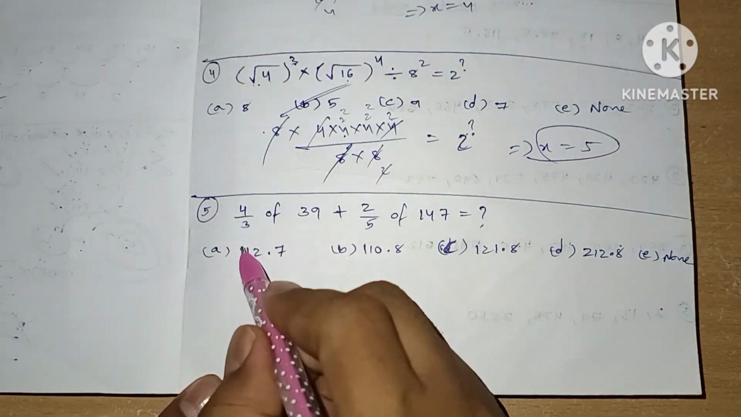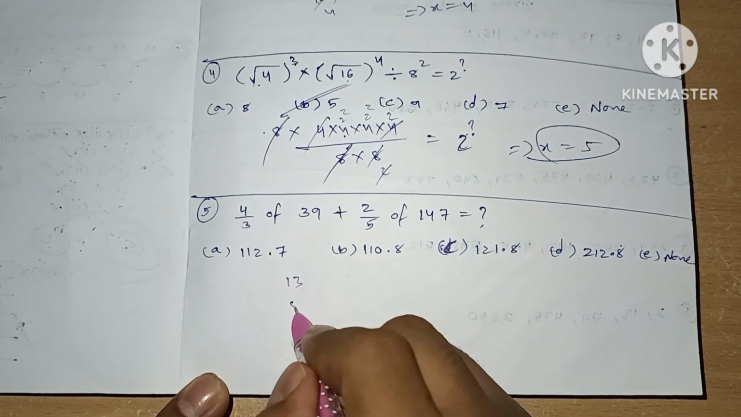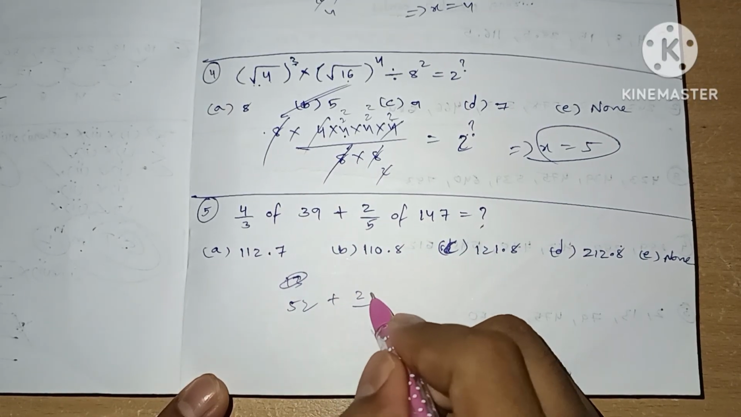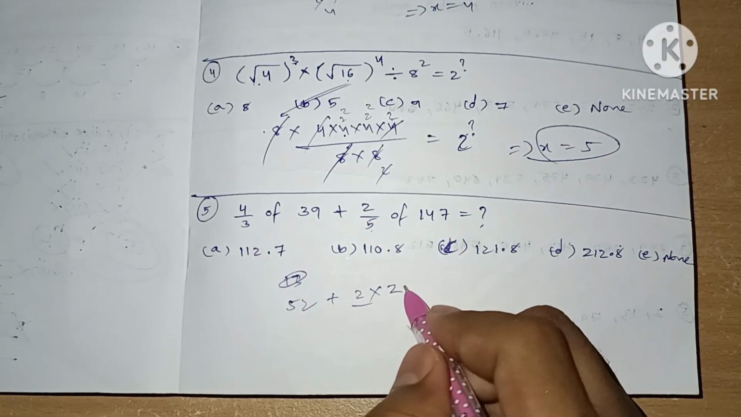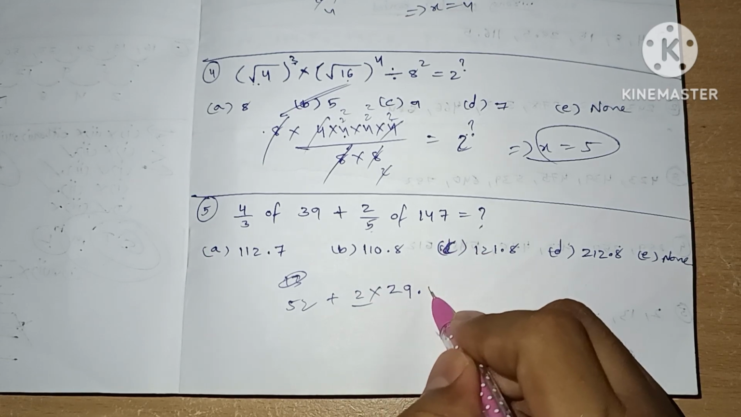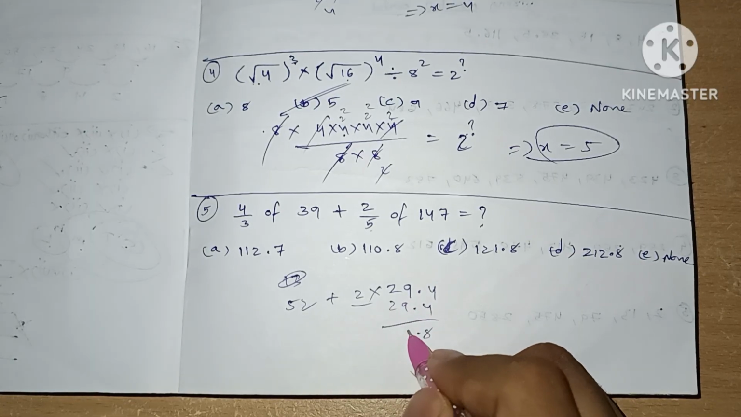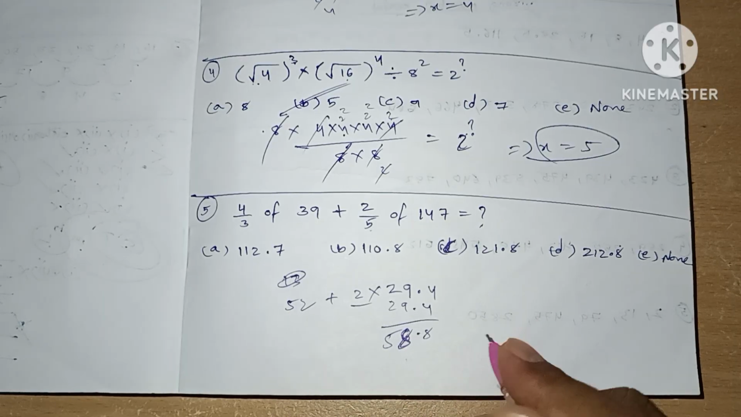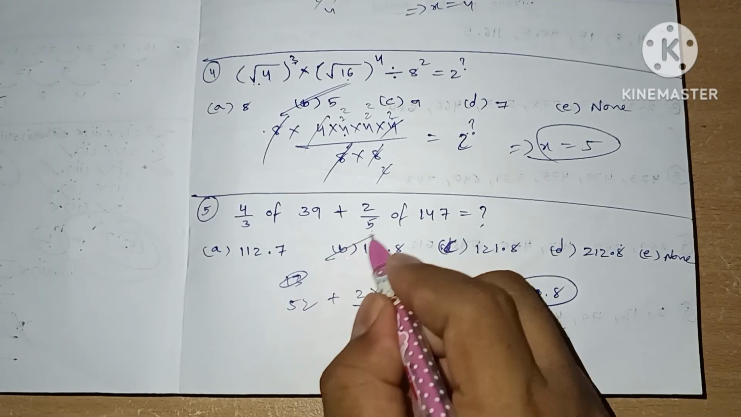Next, here we have 4 divided by 3 of 39. 3 13 times of 4, which is 52. So the answer for this one is 52. 52 plus 2 into 5. 2 times is 10, and 47 means 9 times 45, and we are left with 20, which means 5 4 times. So this will be into 2 times, which means 29.4 times 0.8, and this is 58.8. 52 plus 58.8 means 110.8 is our answer. Option B is our answer.